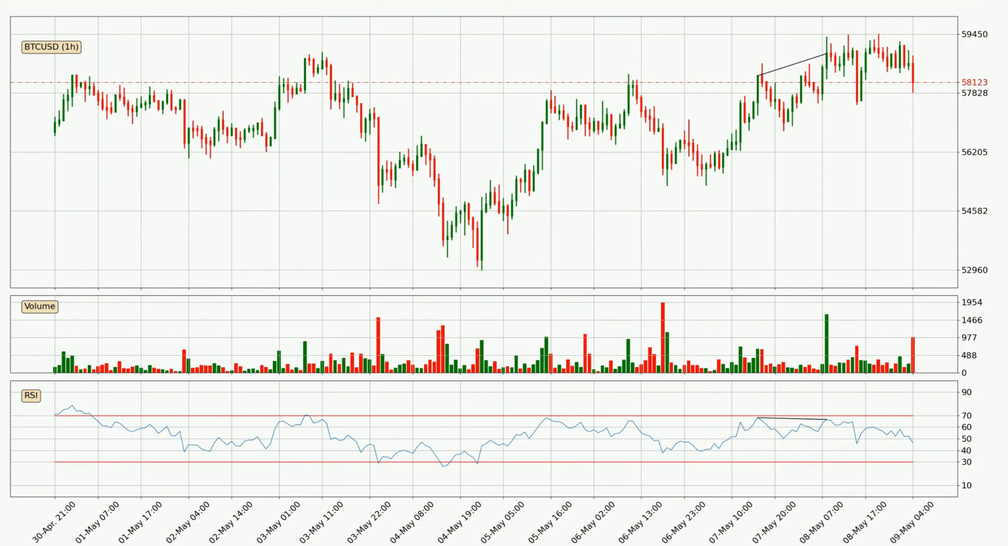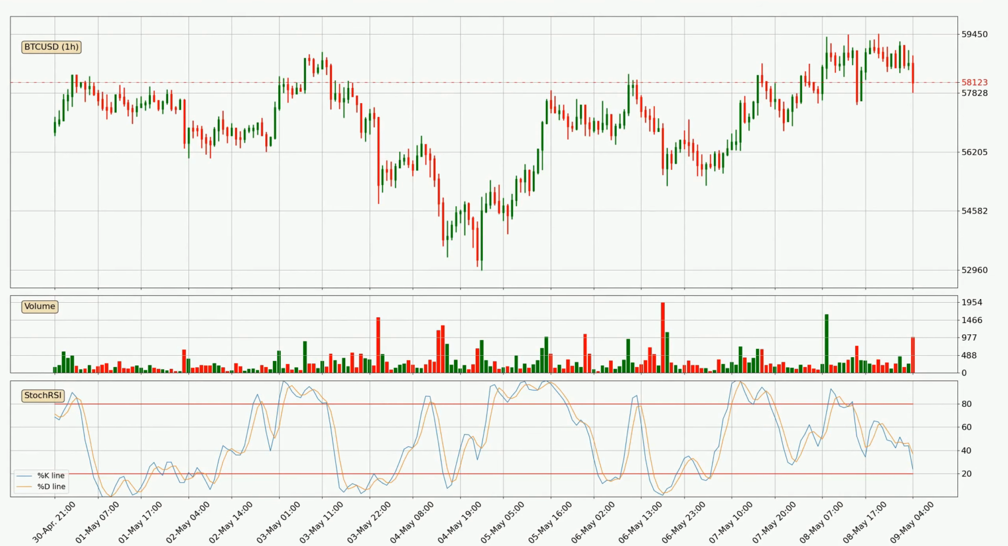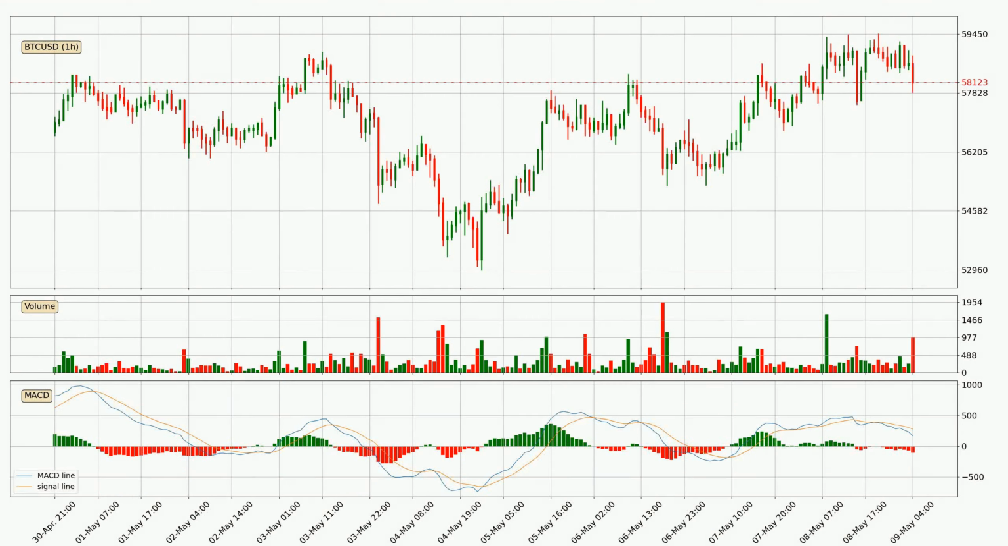Looking for divergence in the hourly time frame, there was a bearish divergence and the price already went down. Looking at the hourly stochastic RSI, there are no signs of the stochastic RSI being oversold or overbought at this time, but we can see that the trend is currently going down because the K line is below the D line. Looking at the hourly MACD, the MACD line is below the signal line, which shows that the current trend is on the downside. The MACD histogram shows that the momentum is currently strong and the price could be expected to go further to the downside.